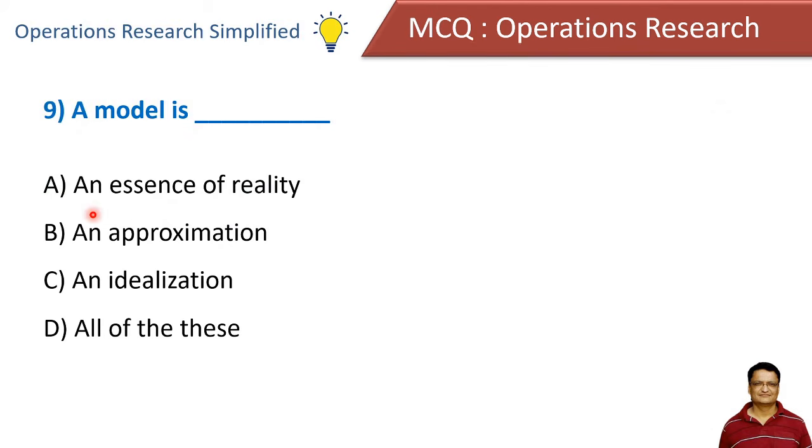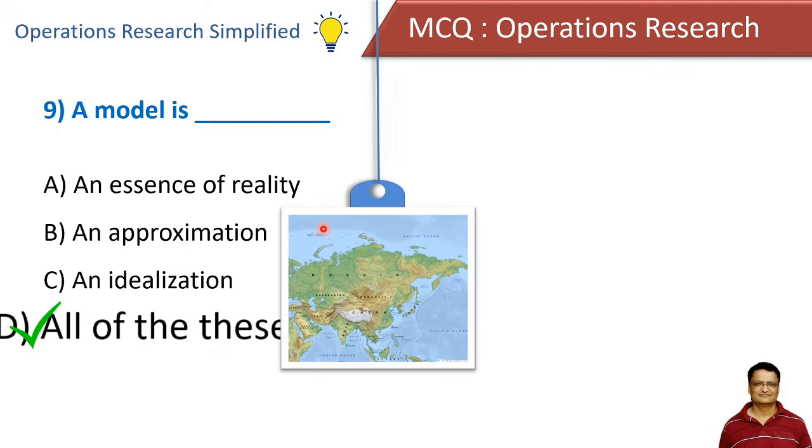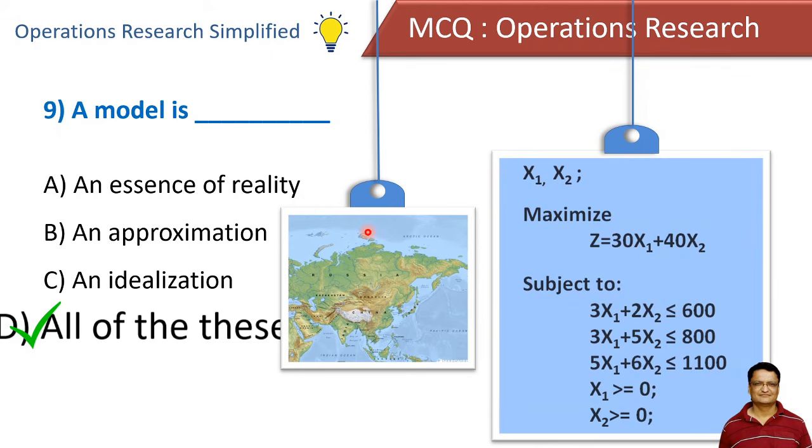A model is an essence of reality, an approximation, an idealization, and all of these. And the correct answer is all of these. Now consider a map, which is kind of a model which gives you an essence of reality with approximation, or it could be some mathematical model like this LPP which gives you an essence of reality.